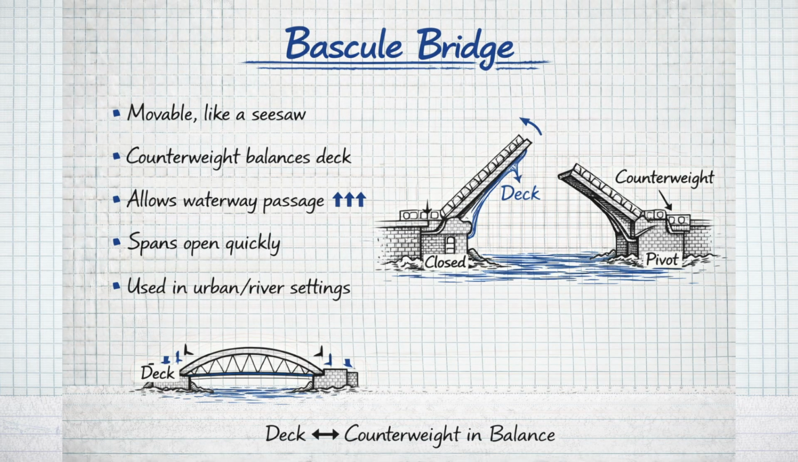11. Bascule bridge. A bascule bridge is a movable bridge with a hinged section that rotates upward to allow ships to pass. Counterweights balance the load, operating like a seesaw. This design is common in busy waterways where frequent openings are required.